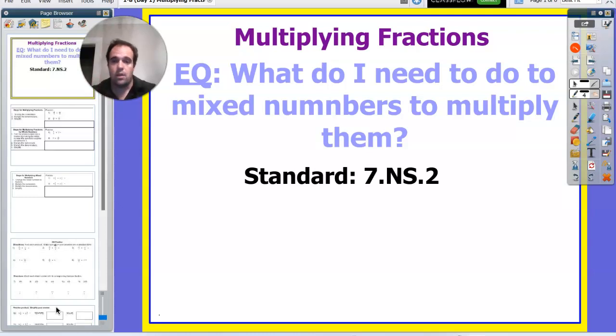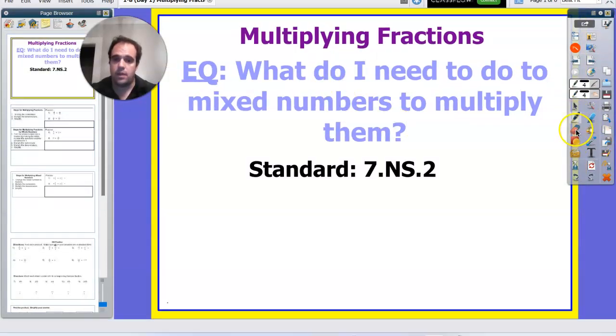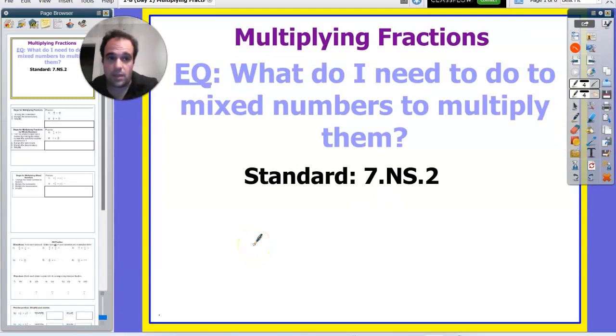Sorry about the spelling error. To multiply them. I can go ahead and just fix that right now. That's a typo. It is linked to South Carolina Standard 7.NS.2. So let's write that down.